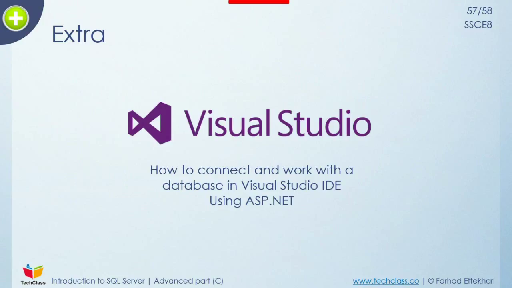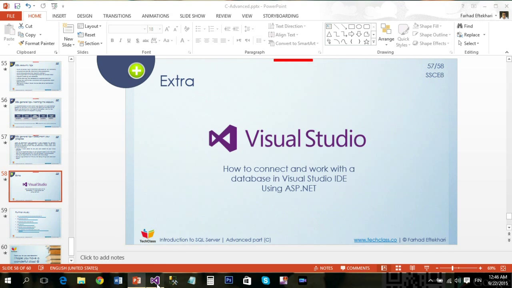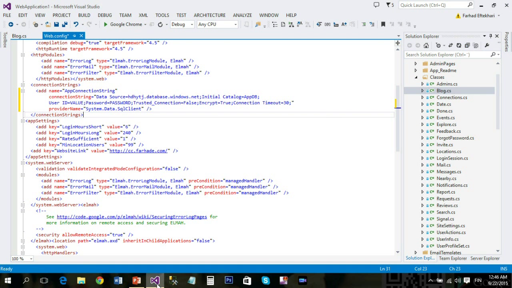As an extra subject, let's see how we can connect and work with a database in a back-end programming language. I'm going to use the Visual Studio IDE and use ASP.NET C# in order to show you an example for that. So here is an application that I already created. In the web config file, which is a very essential and important file in ASP.NET projects, I define my database connection string. As you can see here, we have the connection string.